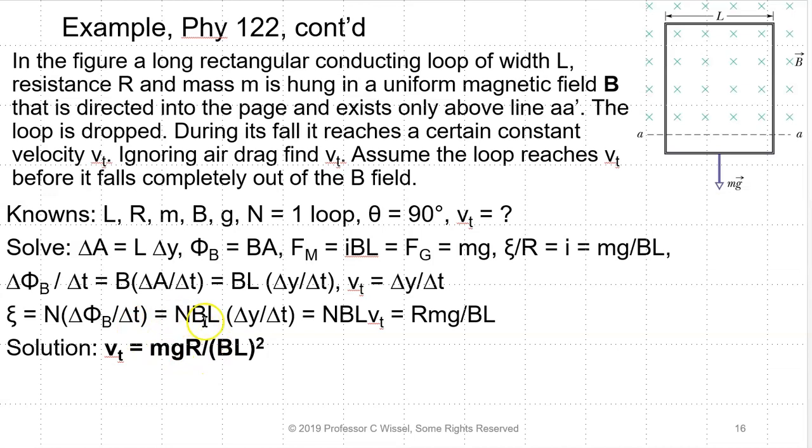So that equals NBL delta Y over delta T. And that has to equal NBL VT, which equals RMG divided by BL. We can solve this for VT. VT equals MGR divided by the quantity BL squared.